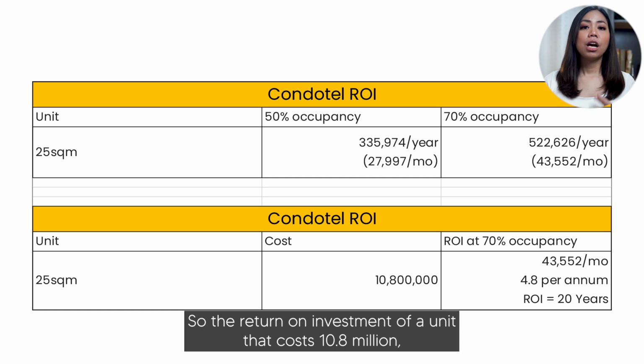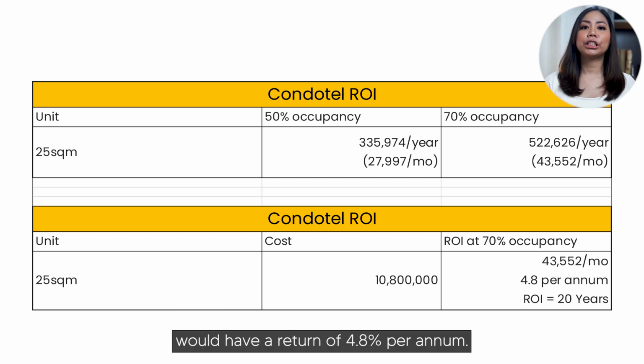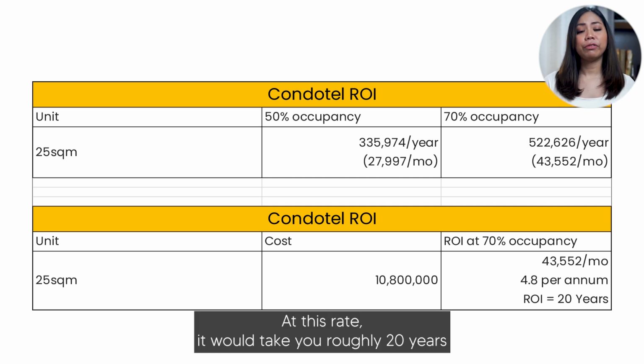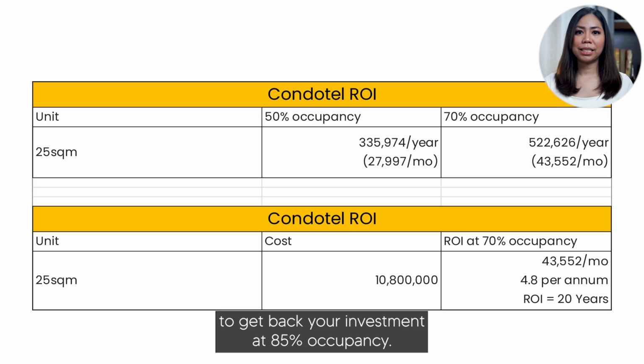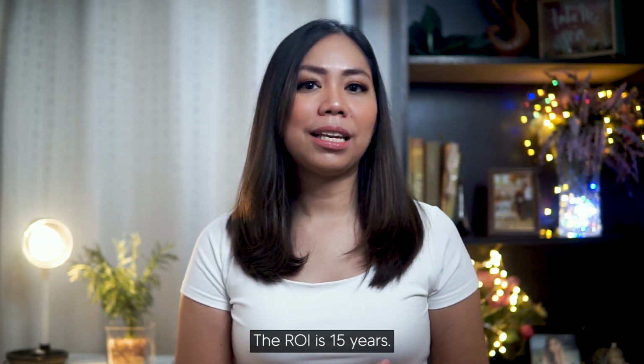So the return on investment of a unit that costs 10.8 million, generating an income of 43,000 per month, at 70% occupancy, would have a return of 4.8% per annum. At this rate, it would take you roughly 20 years to get back your investment. At 85% occupancy, the ROI is 15 years.